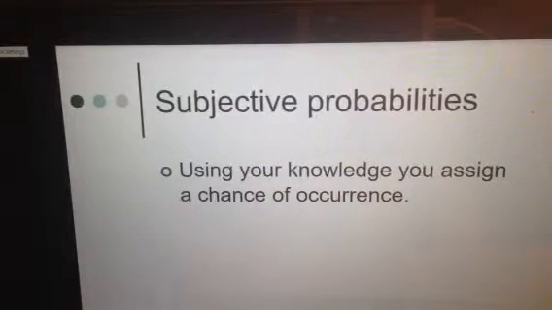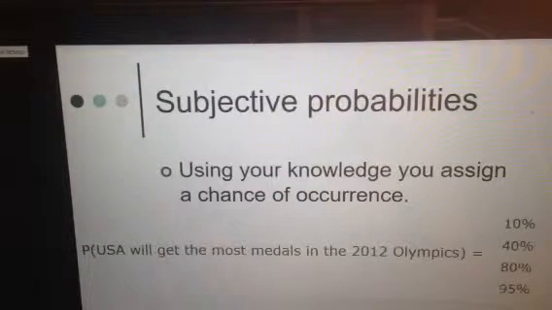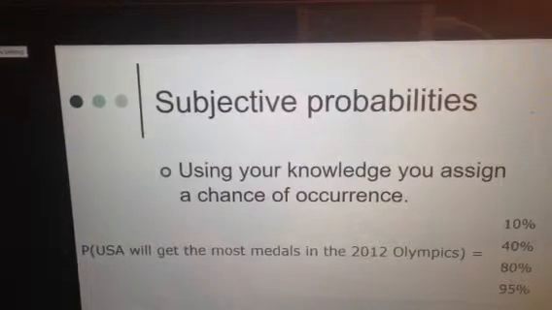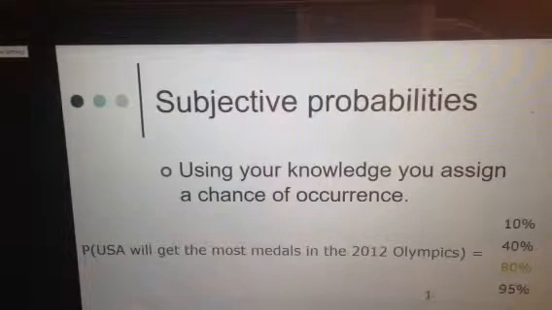Using your knowledge, you assign a chance of occurrence. The probability that the USA will get the most medals in the 2012 Olympics: 10%, 40%, 80%, 95%. Probability you pass this course: 95%.